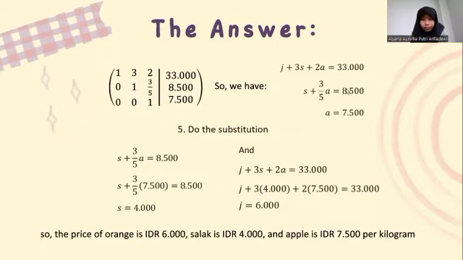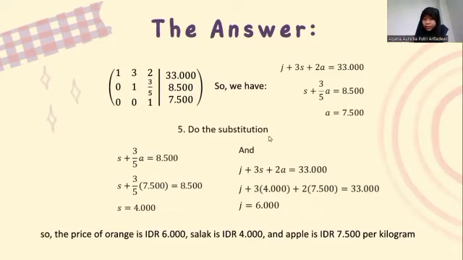So S plus 3/5 A is equal to 8,500. So we get A is equal to 7,500.